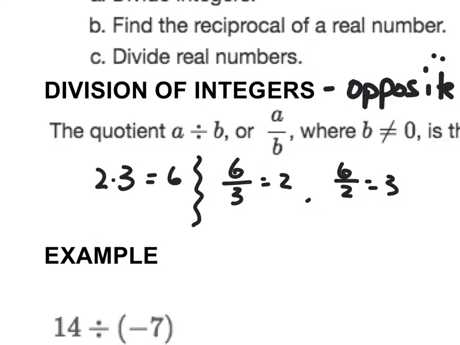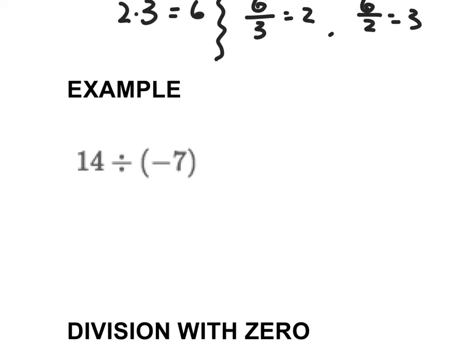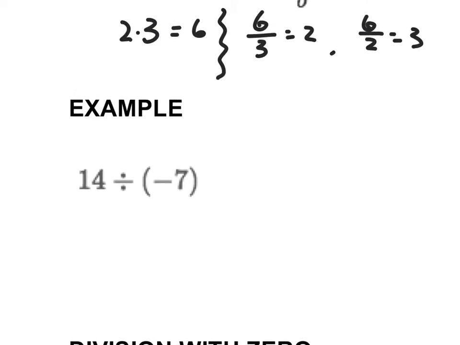Let's look at these examples. If I've got 14 divided by negative 7, I know my answer is going to be negative because I'm taking a positive number and dividing it by a negative number. I disregard the negative symbol for a second and ask, what's 14 divided by 7? Really I ask myself, 7 times what number gives me 14? That number is 2, so I get negative 2.